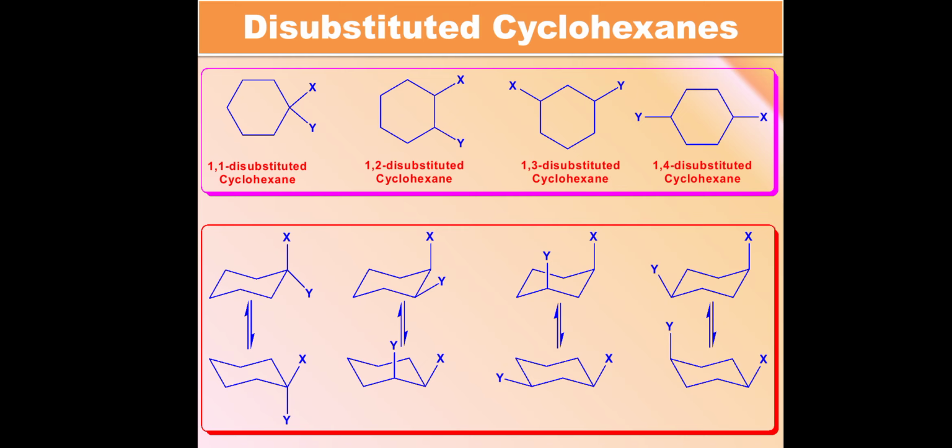So if you look from the stereochemistry point of view, your X substituent is above the plane, Y substituent is below the plane in both the conformations, before flipping and after flipping. So while flipping, there is no change in stereochemistry of the molecule, only the axial substituent goes to the equatorial position and the equatorial substituent goes to the axial position. Similar is the case for all other 1,2, 1,3 and 1,4 disubstituted cyclohexanes.